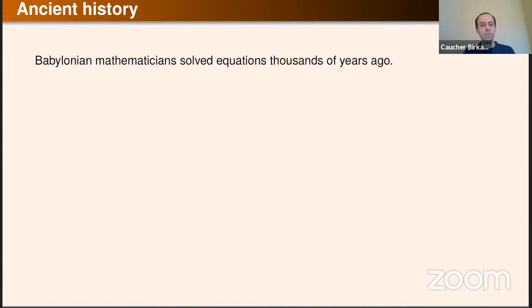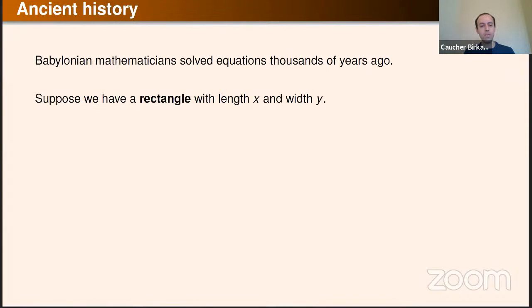Let's start with ancient history. Babylonian mathematicians, they solved equations thousands of years ago. In fact, like 4,000 years ago, they already knew how to solve, for example, quadratic equations, degree 2 equations. And some of the reasons they came up with this kind of equations to study were basically practical. So let me just give you an example how they came up with that type of problem.